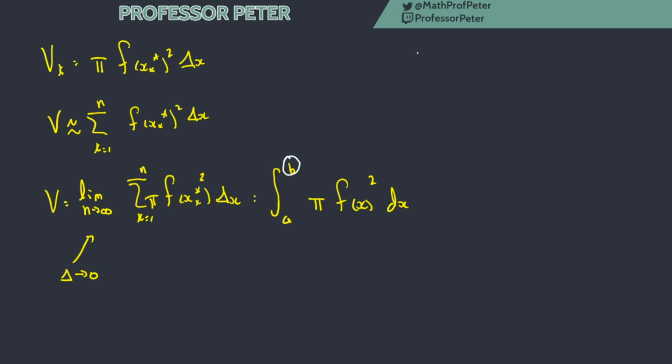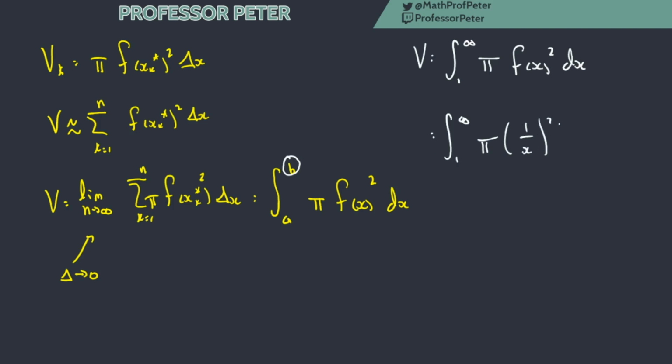What we have is the volume of Gabriel's horn being the integral from 1 to infinity of pi times our function squared dx. So that's our integral from 1 to infinity of pi times 1 over x squared dx. Or we can write it this way. I like to maybe factor the pi out front. There we go. And I've just got 1 over x squared dx. So this is the integral we're going to have to evaluate.